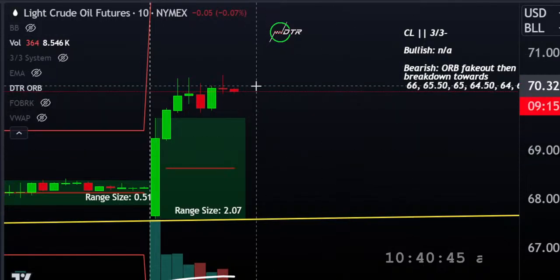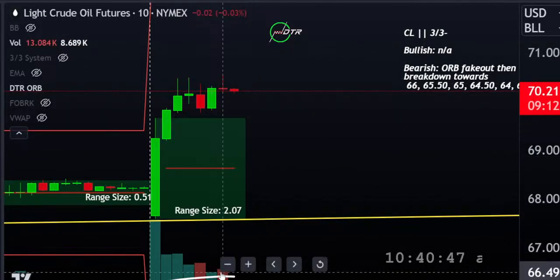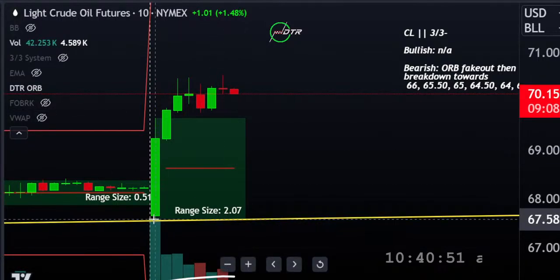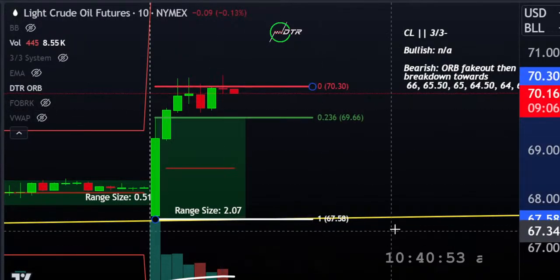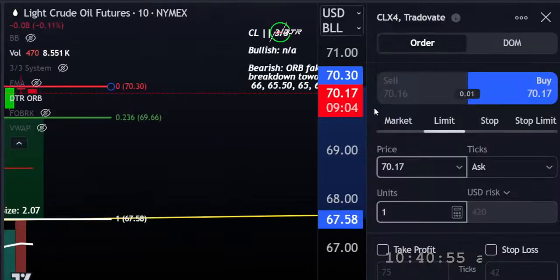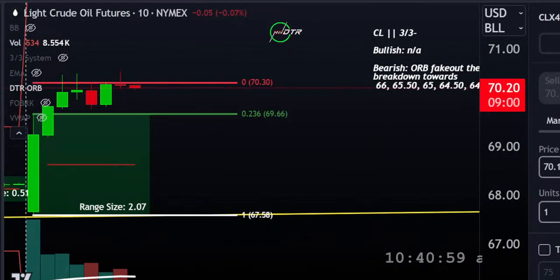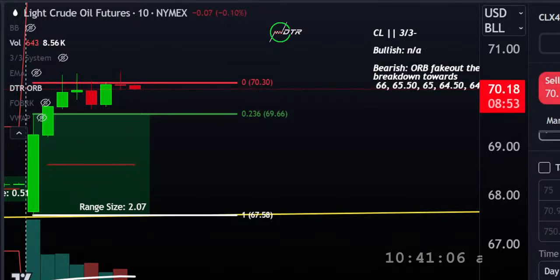Again, crude is starting to get interesting. A little fake out higher. Strong volume, strong candle. Maybe this is the setup. Much better, tighter risk this time as well. 15 cents. So you could buy 5 contracts here potentially.